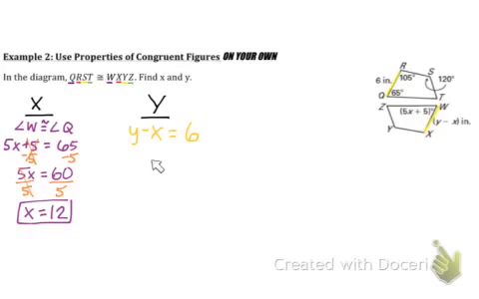Alright, so we have two variables: y minus x equals 6. Well, we're going to use the value of 12 and substitute that in for our variable x. Okay, then we solve. Alright, so now we have our value of x and our value of y, and we are done.